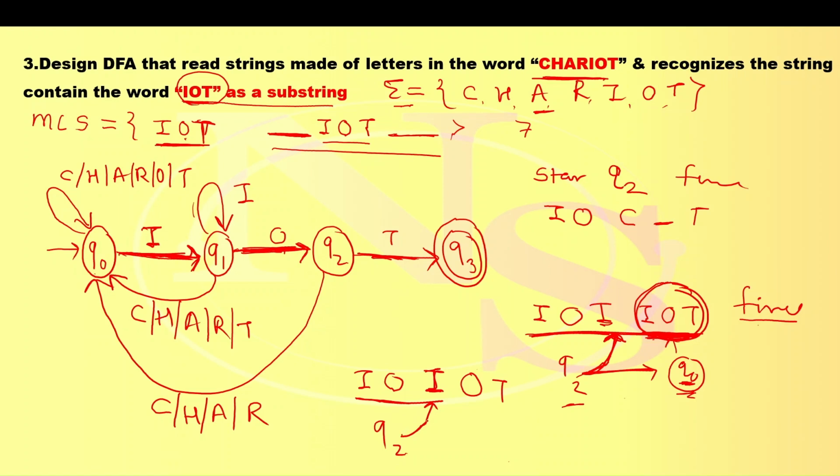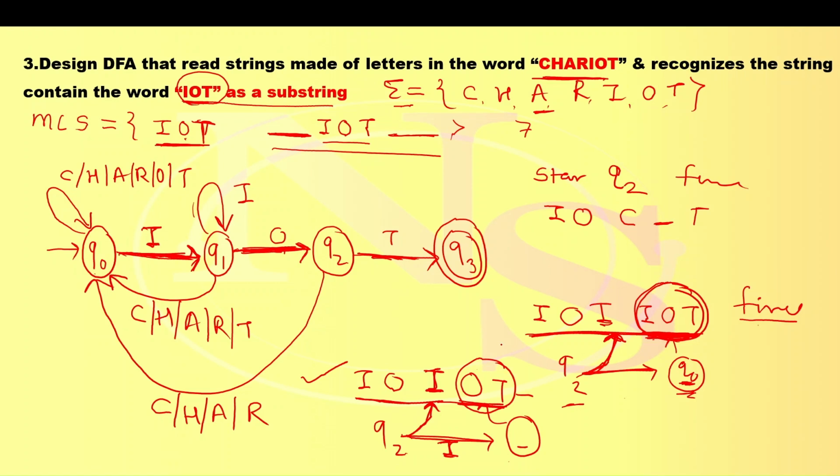How to read this? Q2 is trying to find a transition for I, going to some other state. From that other state, there is a path for OT, going to final. Why final? Because IOT is there. This is a valid string, and a valid string should end in the final state. So Q2's transition for I should go to some other state from where there is a path for OT.